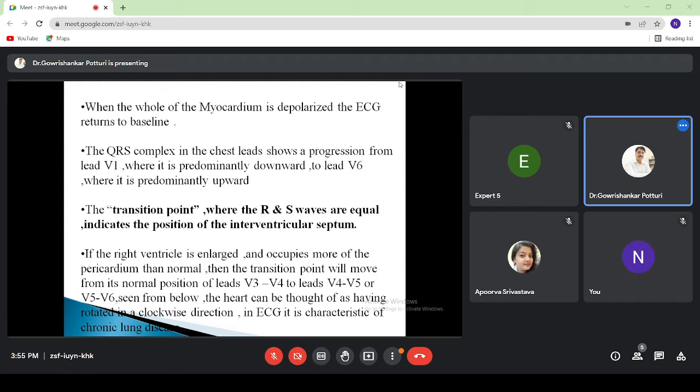If there is a change in V3 and V4, the R and S waves should be of equal size, because as we have seen previously, leads V3 and V4 look at the interventricular septum. Now, if the right ventricle is enlarged and occupies more of the pericardium than normal, then the transition will move towards V4 and V5.